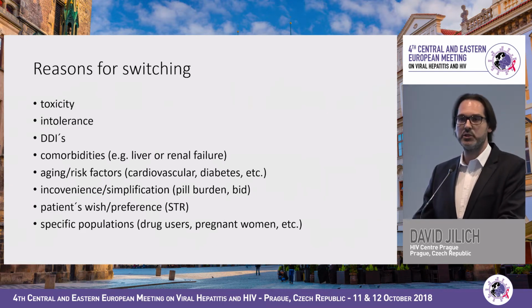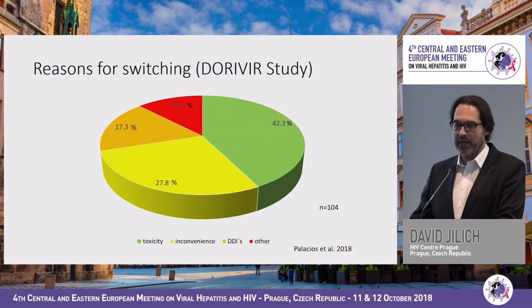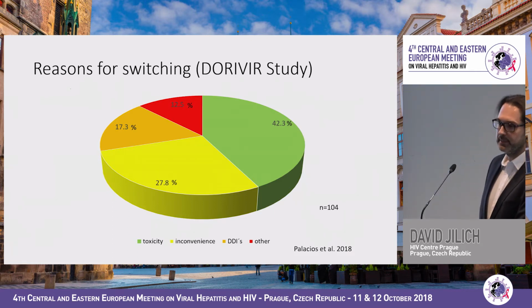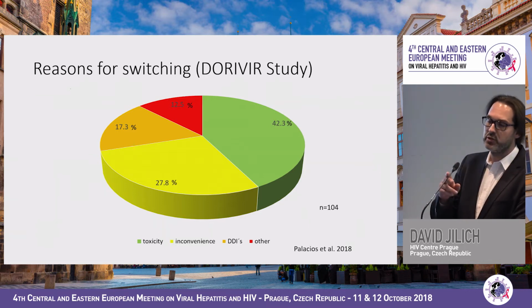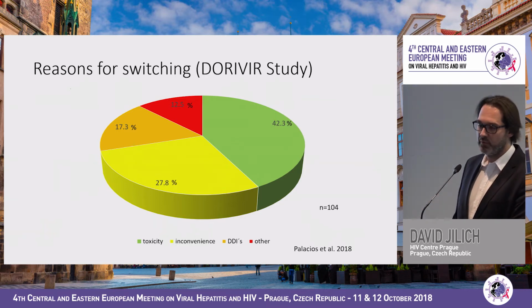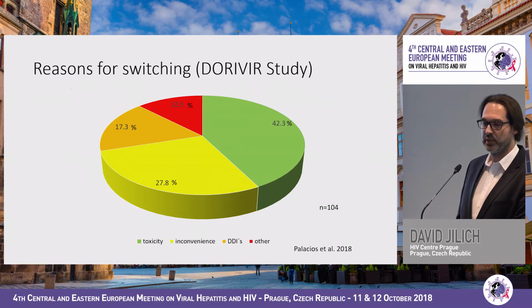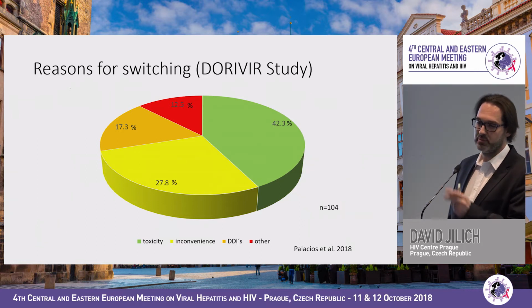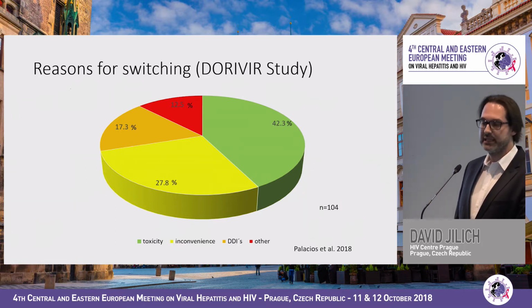To illustrate the situation, I've used this graph coming from the RIVER study, which was a retrospective non-randomized study on a relatively low number of patients, more than 100, done by Spanish authors. As we can see here, almost one half of the patients switching, who were all virologically suppressed, switched due to the toxicity of a previous antiretroviral regimen, followed by inconvenience, 17% coming from DDIs, and the remaining 12.5% due to other reasons.